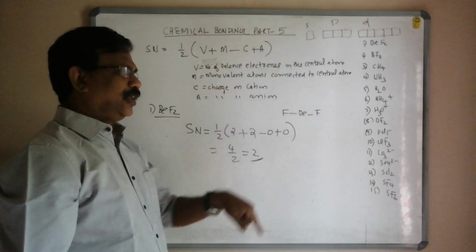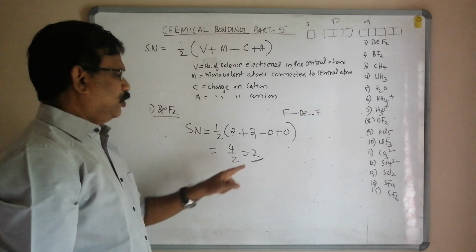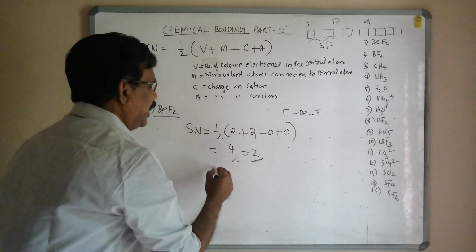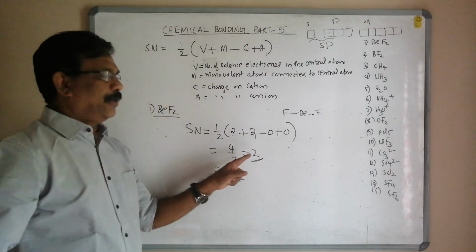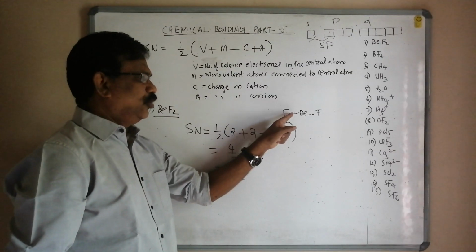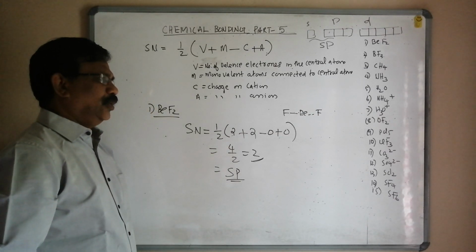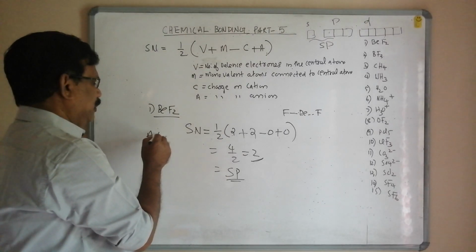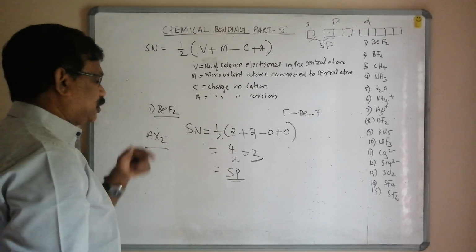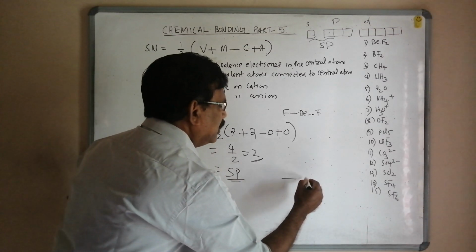So steric number means the number of hybrid orbitals, 2. There is no lone pair of electrons here. 2 orbitals for 2 bond pairs. So 2 orbitals means sp hybridization. So hybridization is equal to sp. These 2 hybrid orbitals are utilized for making these 2 bond pairs, the Be-F bond pairs. So hybridization sp. This is an AX2 type molecule. A is the central atom and X are the connected atoms. For AX2 type, hybridization is sp, 2 hybrid orbitals.